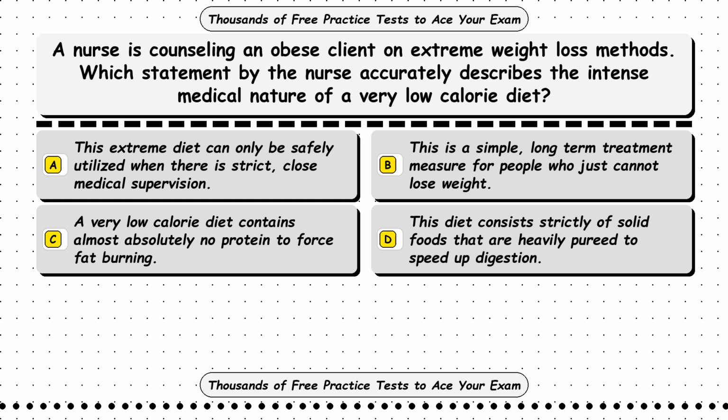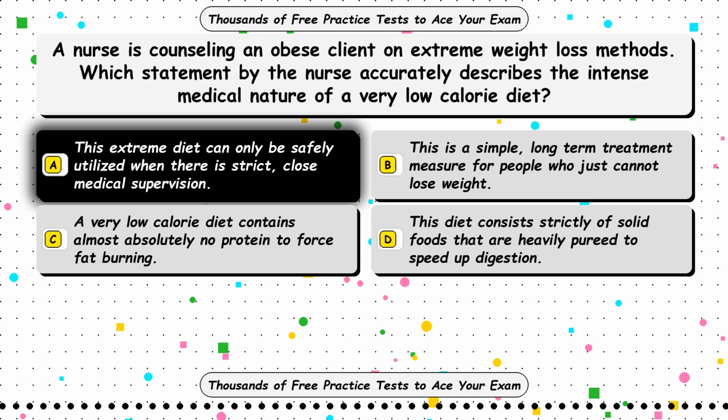Question 142. A nurse is counseling an obese client on extreme weight loss methods. Which statement by the nurse accurately describes the intense medical nature of a very low-calorie diet? Option A. This extreme diet can only be safely utilized when there is strict, close medical supervision. Option B. This is a simple, long-term treatment measure for people who just cannot lose weight. Option C. A very low-calorie diet contains almost absolutely no protein to force fat burning. Option D. This diet consists strictly of solid foods that are heavily pureed to speed up digestion.